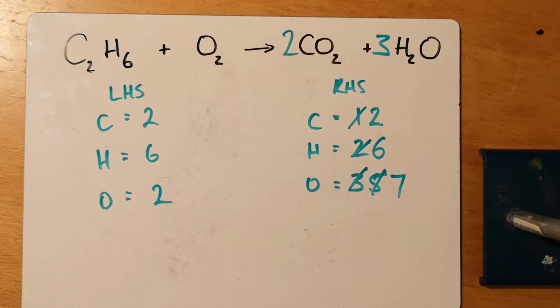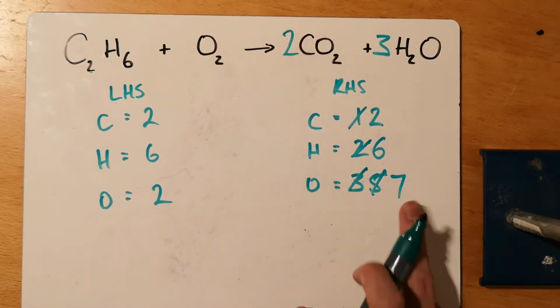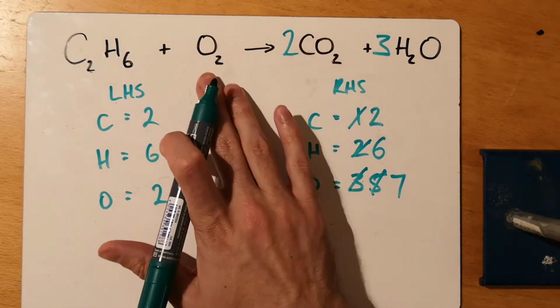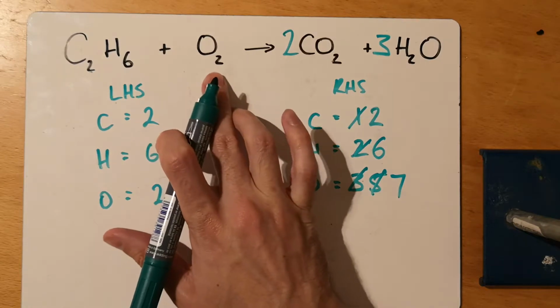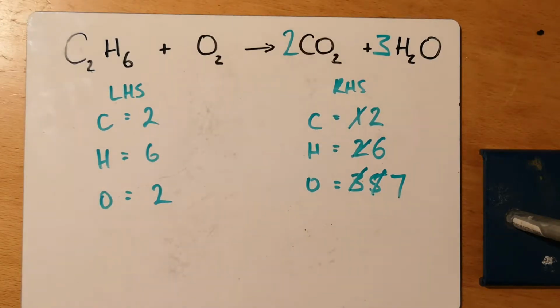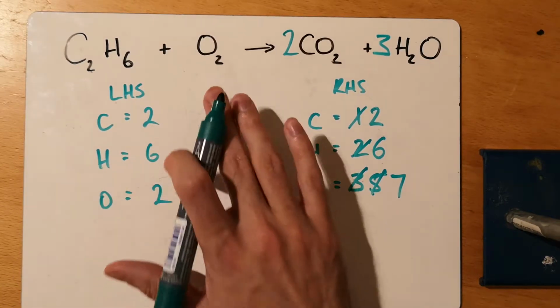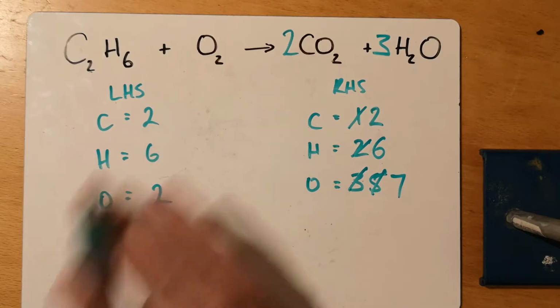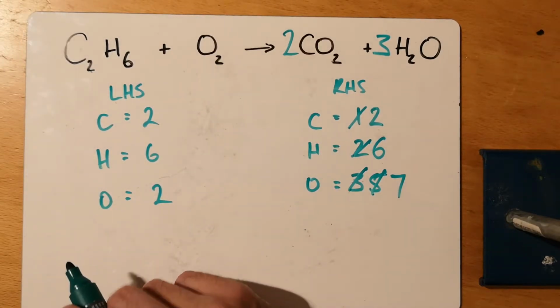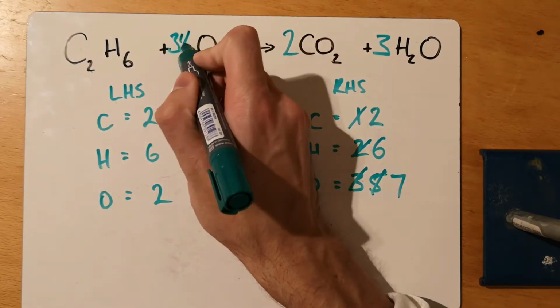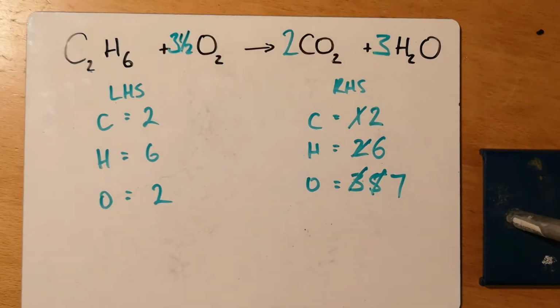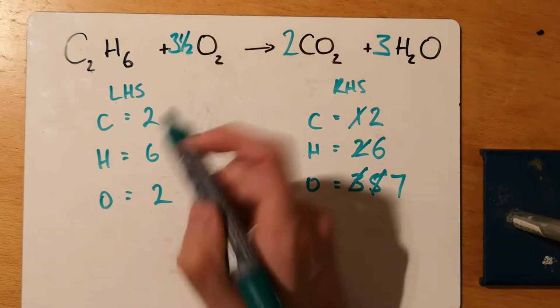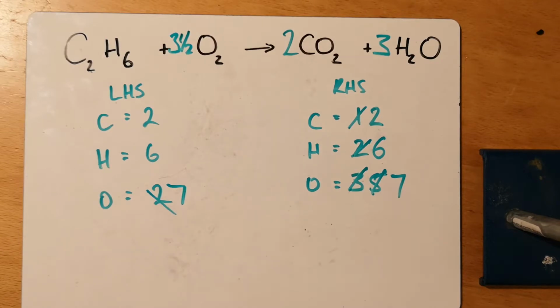Now, this sometimes looks like a problem, because 2 doesn't go into 7. What you can do with this O2, and with anything that's got a 2 after it, so Cl2, Br2, I2, anything that's something 2 by itself, we can actually get a half. And then here, I'm going to get 3.5 O2s to get me up to 7. And that means my oxygen changes to 7.